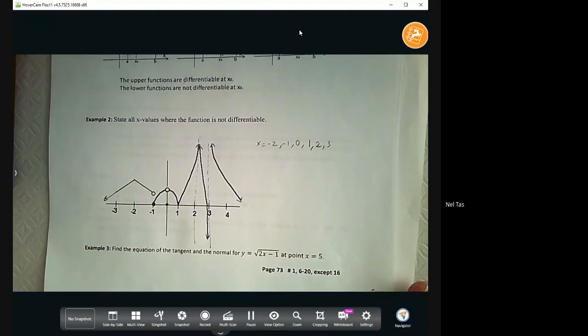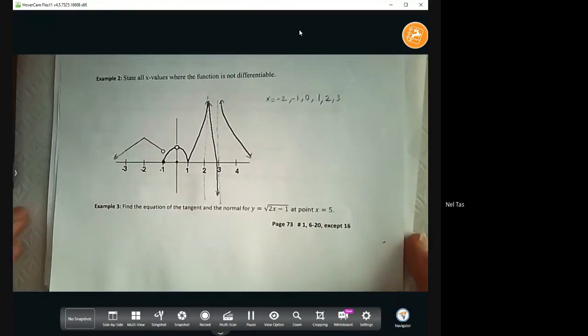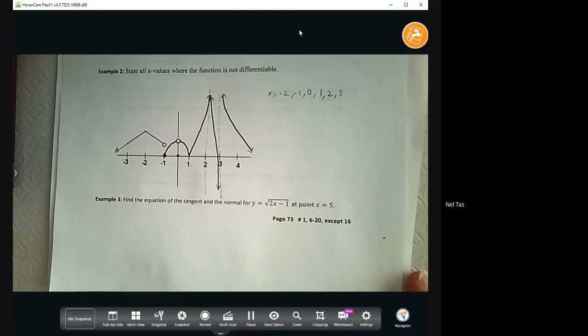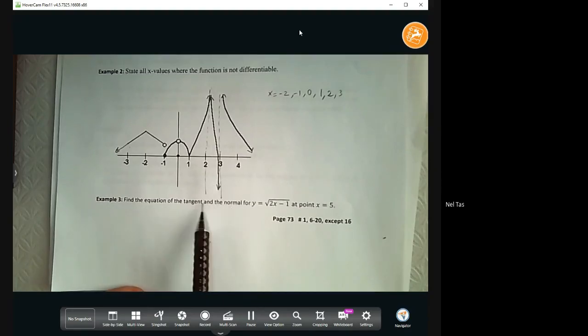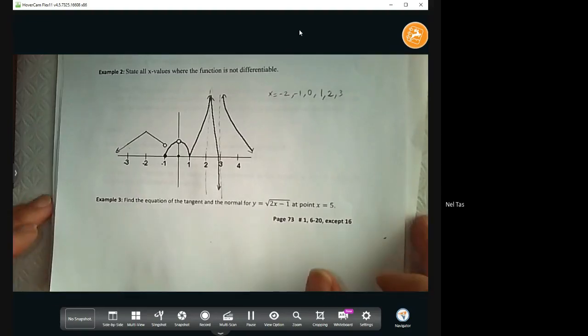Let's look at the last example here. It says find the equation of the tangent and the normal for y equals square root of 2x minus 1 at point x equals 5. In the previous question, I talked about the normal. The normal is going to be perpendicular to the tangent, and they're going to intersect at the point of tangency.